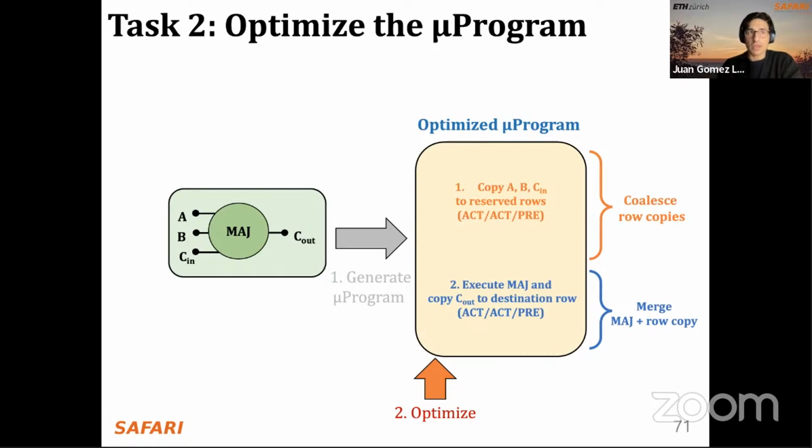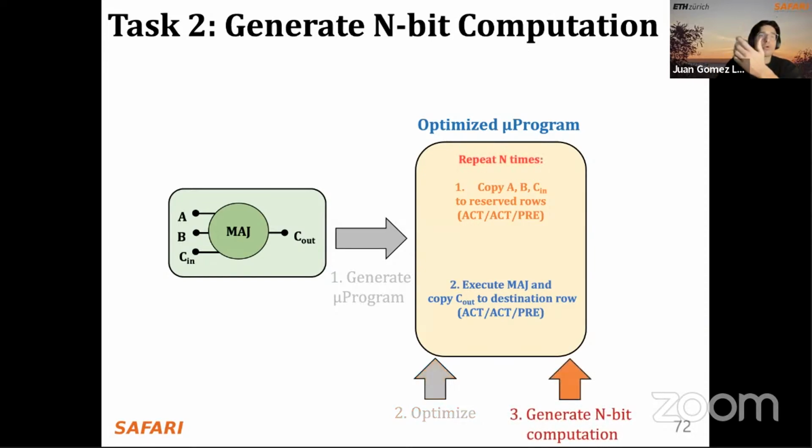The second activate activates the destination row among the data rows where we will copy the output, right? And by merging these, we are in the end saving DRAM commands and making the microprogram more efficient. Now there is one more consideration: we are executing bit-serial algorithms.